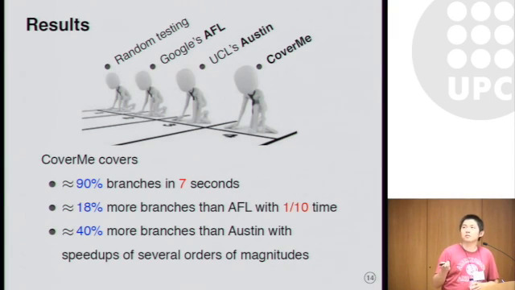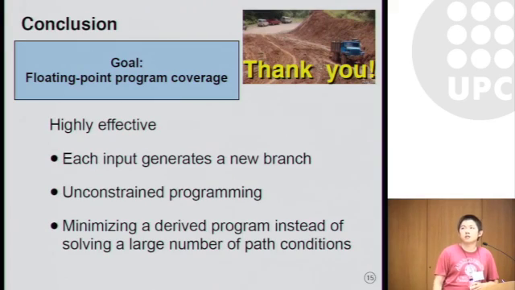So that is about the experiment. To conclude, in our work, we propose a new transformation for testing numerical floating point programs. And the goal here is we want to achieve high coverage. And our approach is very efficient.